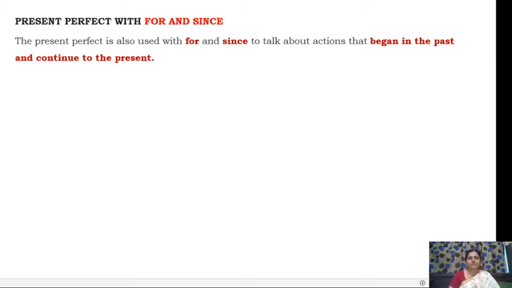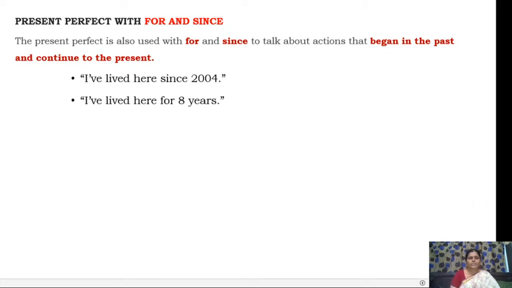The present perfect is also used with for and since to talk about actions that began in the past and continue to the present. That is a combination of past and present. I have lived here since 2004. I have lived here for 8 years.